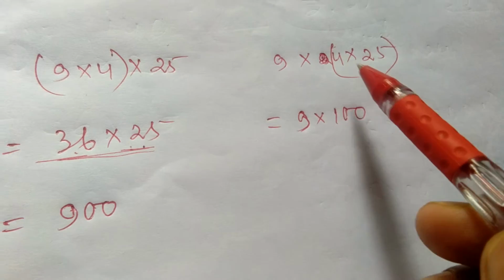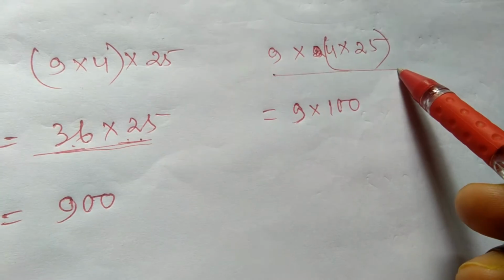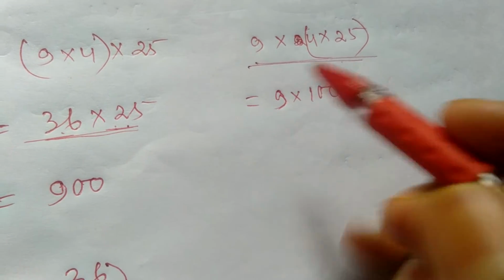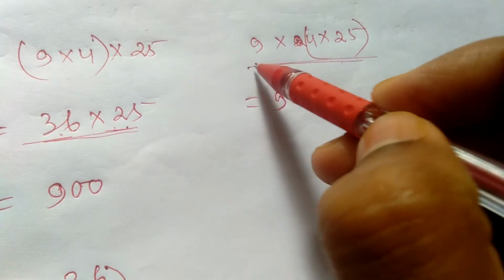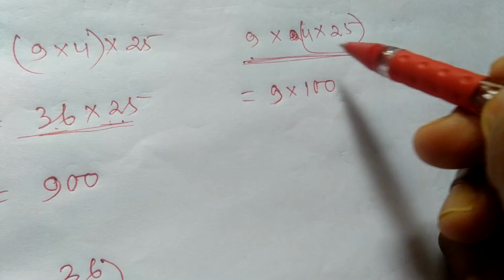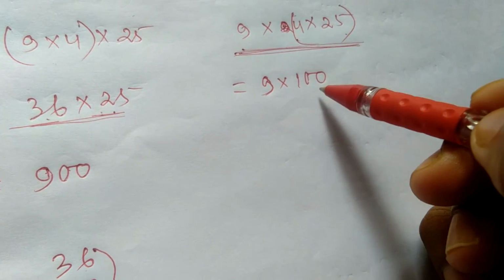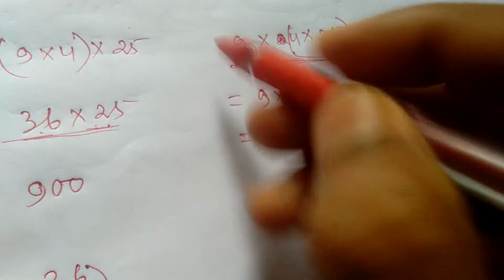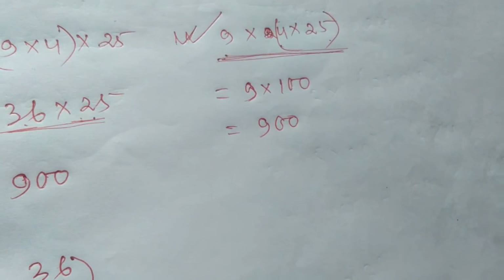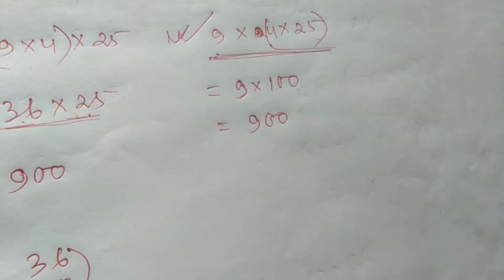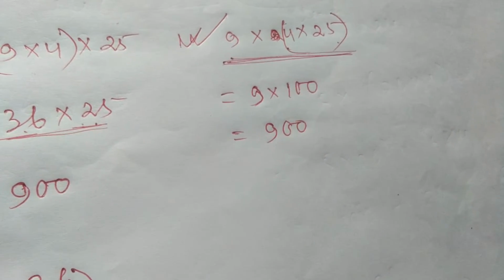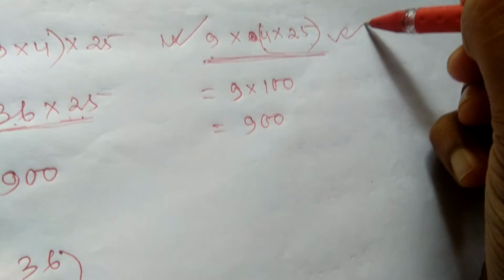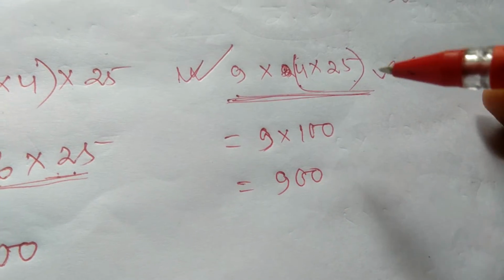But if we apply this process, then we don't need to multiply like that. We will find out the answer easily. That is 4 into 25, that is 100, we know that. So 9 into 100 we can write easily, 900. So this is the simplest process. So like that we have to find out which one is simpler for us. Clear or not? So in both cases, that is the multiplication, and previously we have done addition.